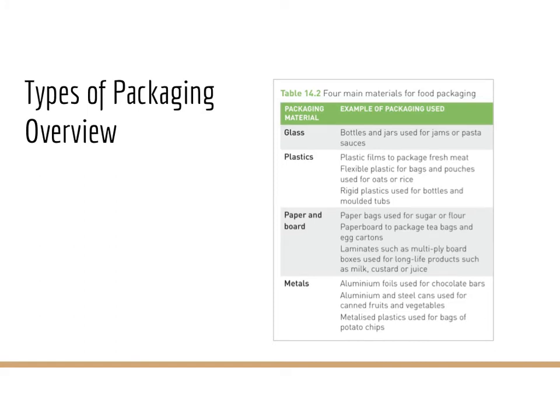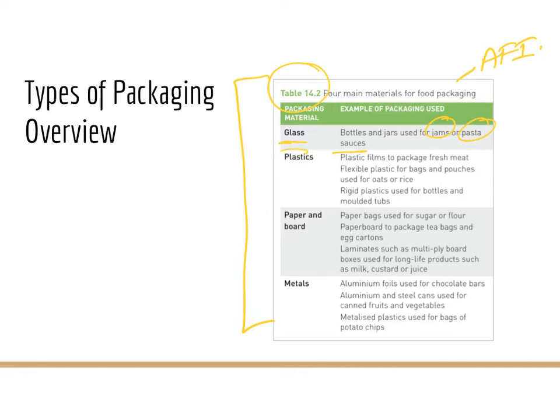Now, this has been taken from your textbook, and it is table 14.2. And it's important to know that there are 4 main materials used for food packaging in the Australian food industry. We will be going through each of those in our lecture today. So the first type of packaging is glass. Now, this is typically used for bottles and jars, and these are used for things like jam or pasta sauce.